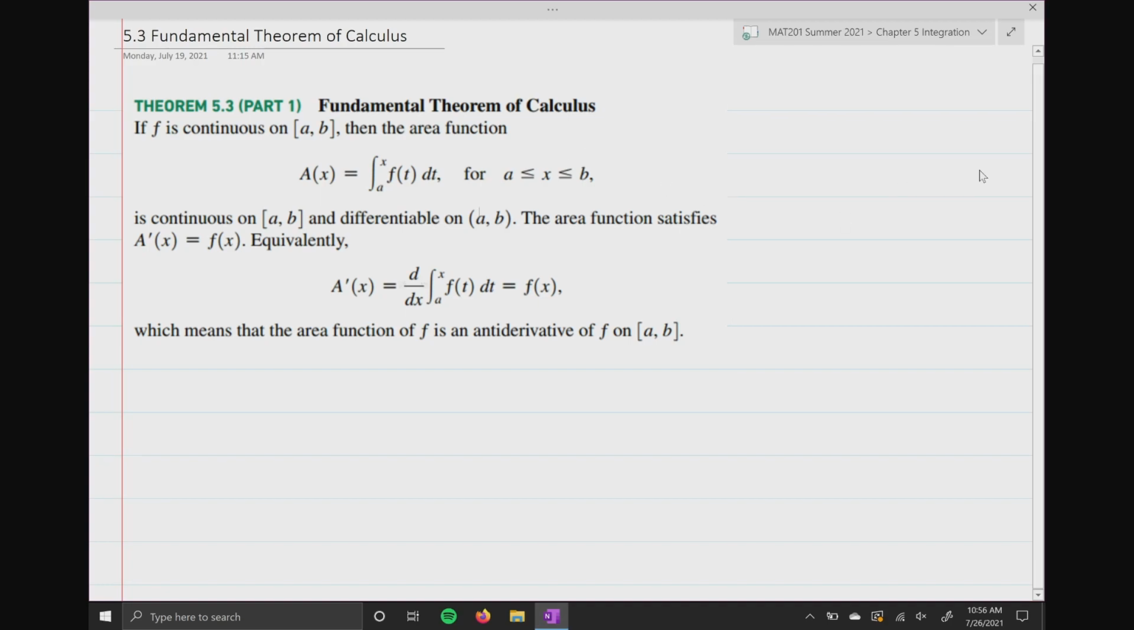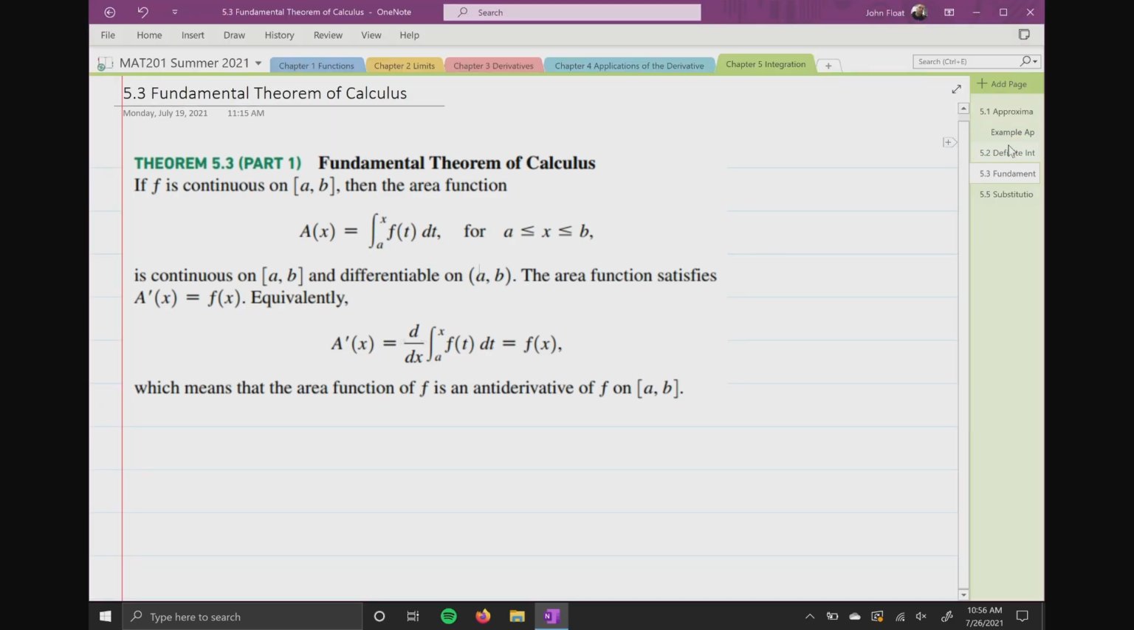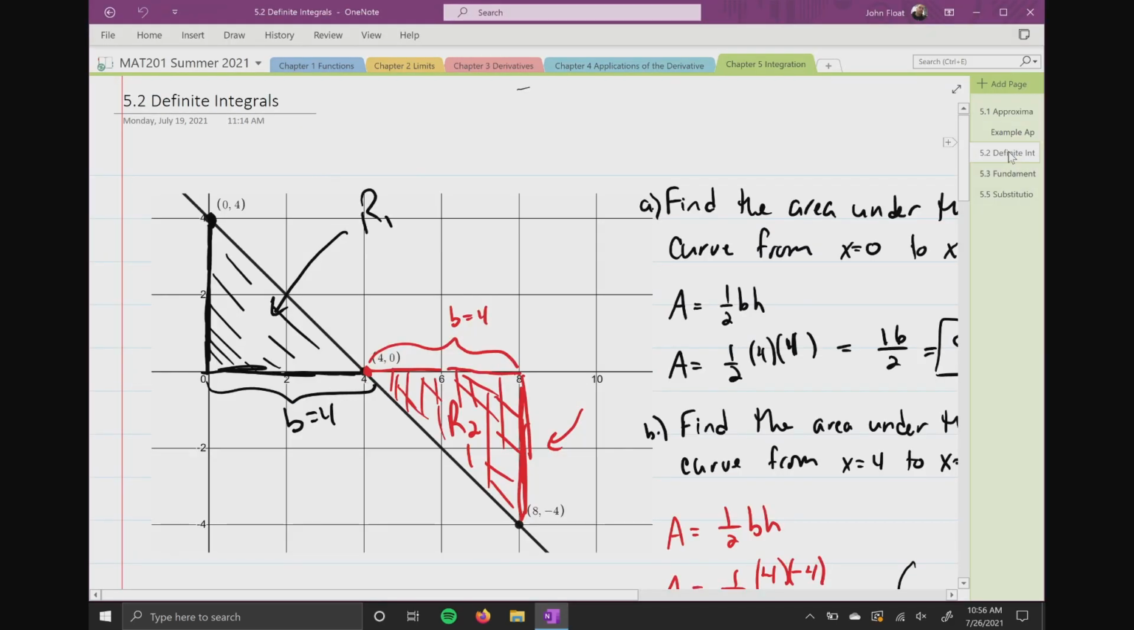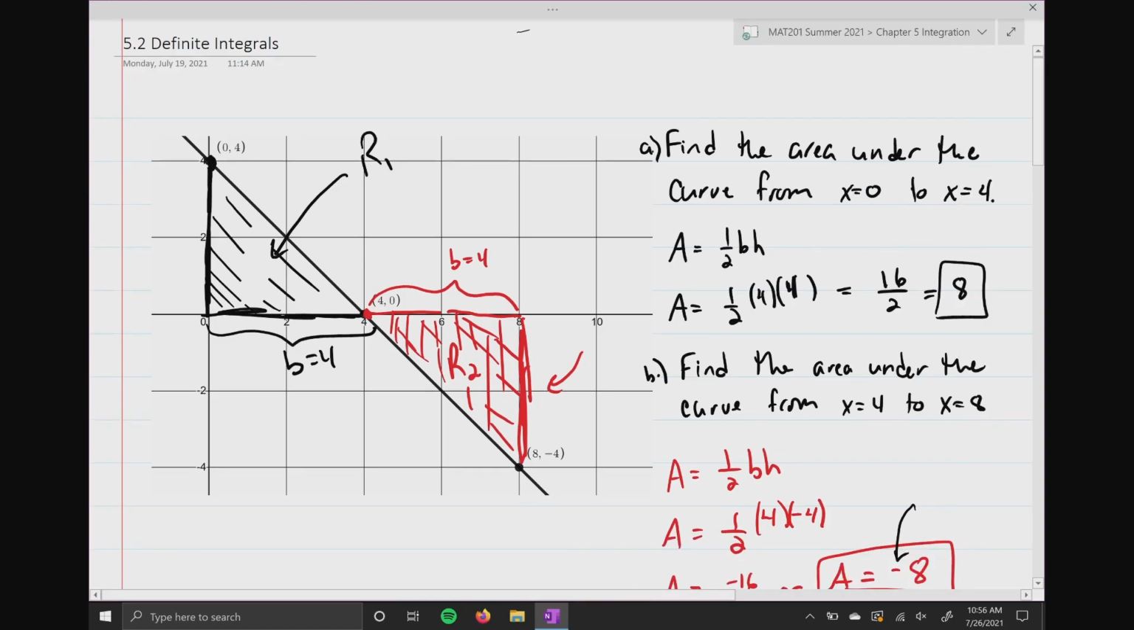Let me go back to the previous section here. I'll show you what I'm talking about. So with this previous section here, this is a definite integral because we know that we are starting, let's say, at x equals 0 for region 1, and we are ending at x equals 4 for region 2. So that is a definite integral. There are other things called indefinite integrals, which I'll go over examples of a little bit later on in this lecture.